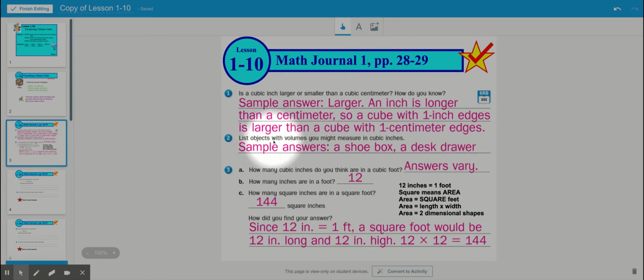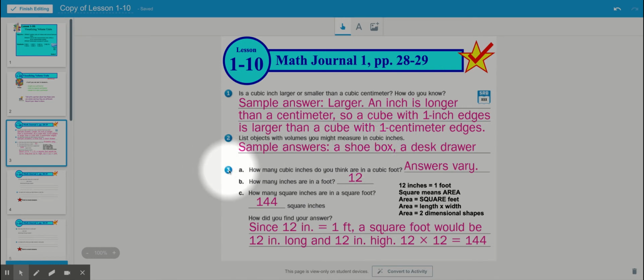So it also asks you to list some objects. I would like you to do this as well. I'm giving you 2 examples here. A shoebox and a desk drawer would be great objects to measure with cubic inches. So thinking about the size of a cubic inch, it's going to be larger than our cubic centimeter that we've been looking at lately. A shoebox, a desk drawer, those items aren't too big, but they're a little bit larger than maybe that jewelry box that we looked at last week.